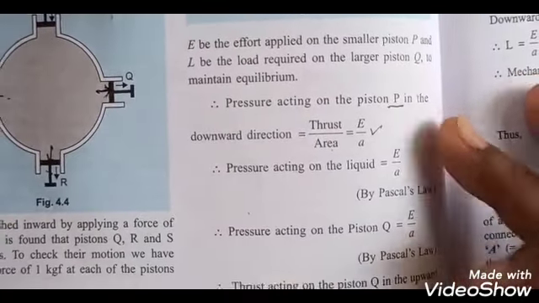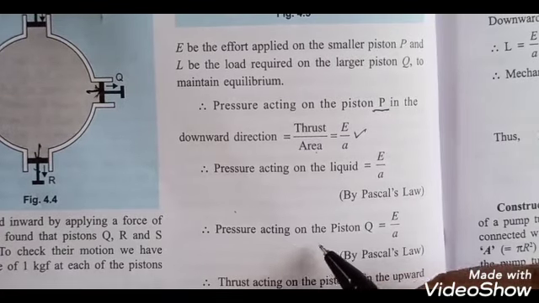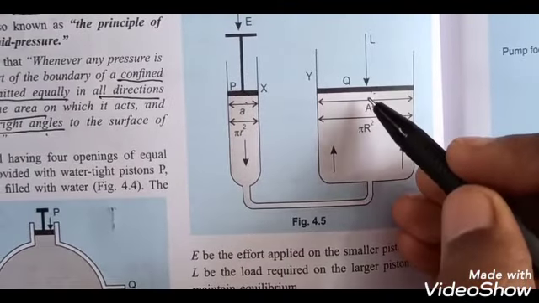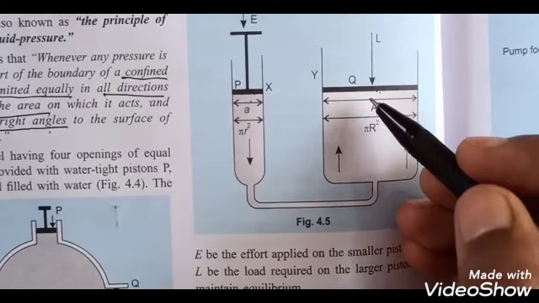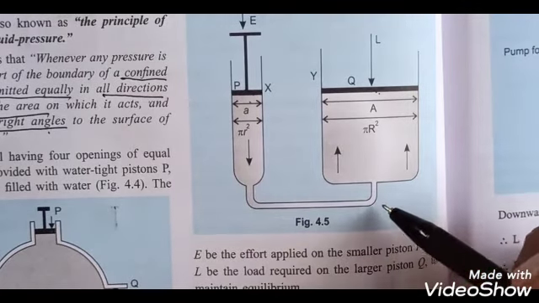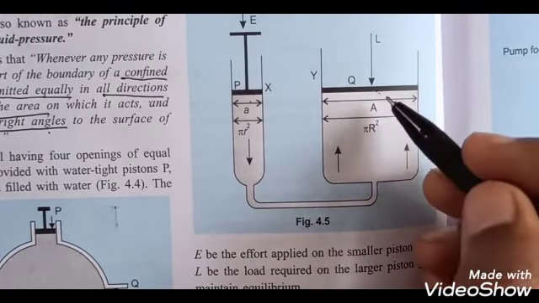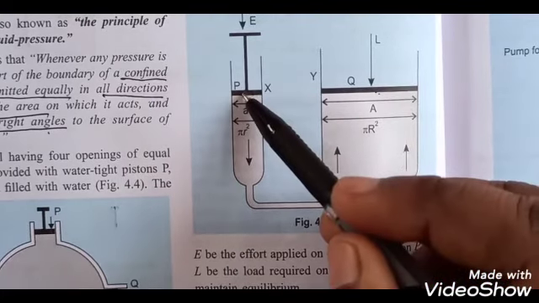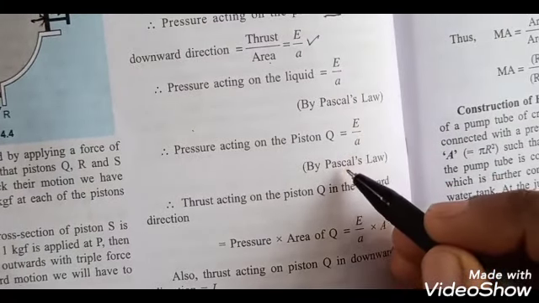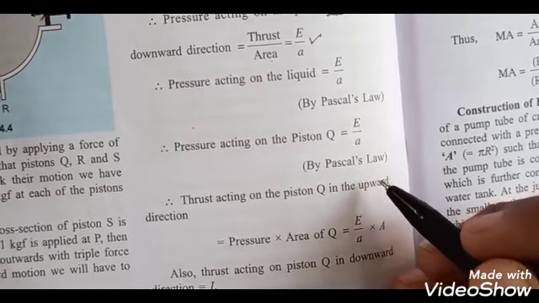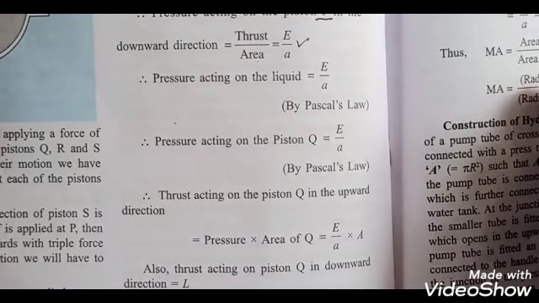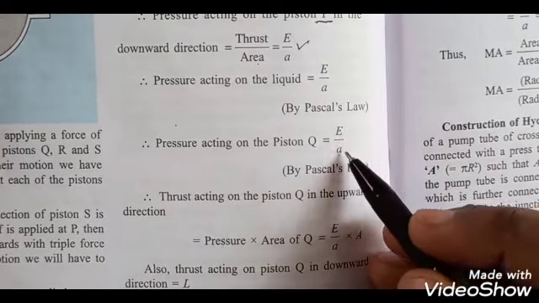Now the next point is the pressure acting on piston Q, the second one. What is the pressure acting on piston Q? You know, according to Pascal's law, the pressure acting on P in this pump cylinder is equally transmitted to the other side. So the pressure acting on Q is the same as acting on P: E over small a. Why? Because Pascal's law states that pressure is equally transmitted. Right? The pressure acting on Q is the same, E over a.